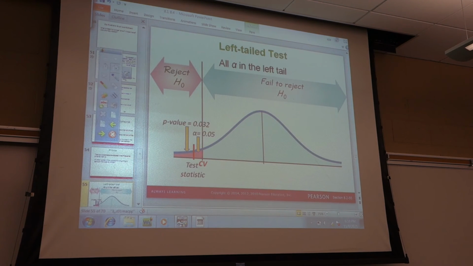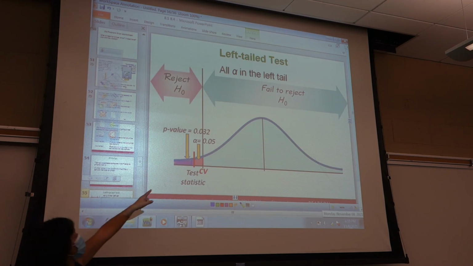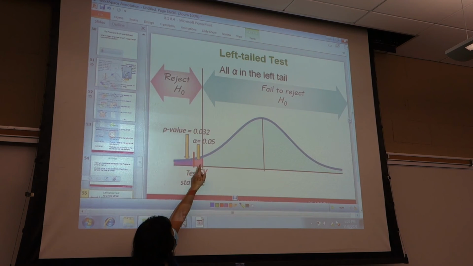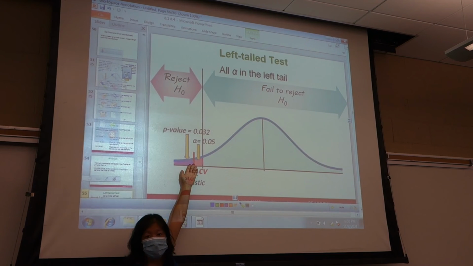Left tail test, you'll see here. Here's my test stat. Here is the area in the tail of the test stat, and you'll see that in blue, and that is 0.032, less than alpha, right? Here's alpha, and it's less than that, so it's clearly in the rejection region, so I'm going to reject. That makes sense.